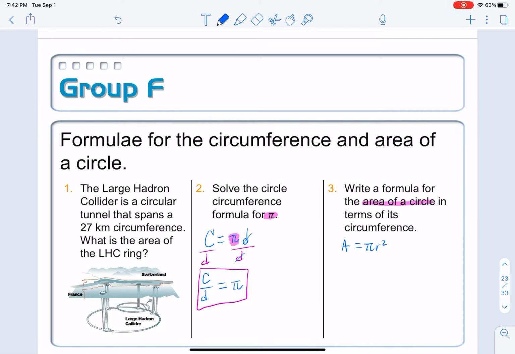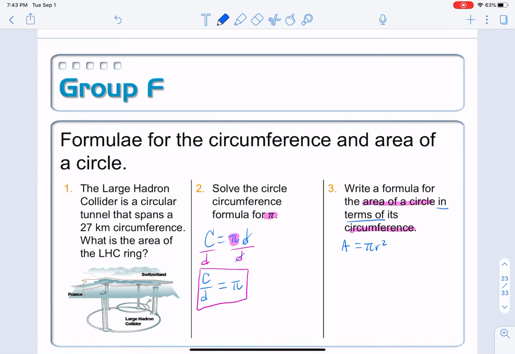And we want to write it in terms of, there we go again, those same pesky 3 words, in terms of its circumference. Right now, the area formula is in terms of just its radius. I need to know the radius length in order to compute the area. But instead of there being an r there, we want there to be a circumference. So in terms of its circumference, I want to highlight that there.